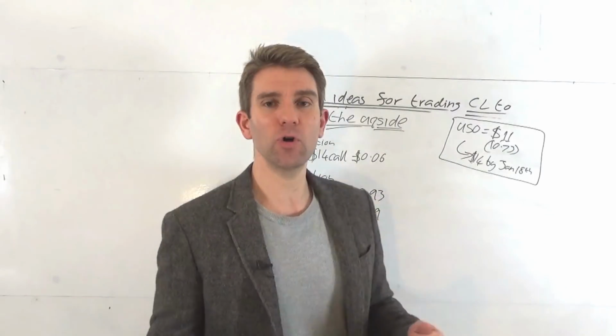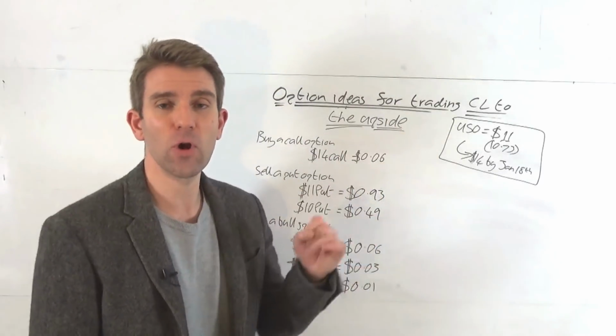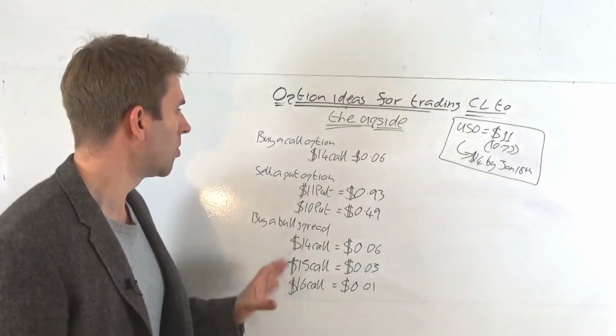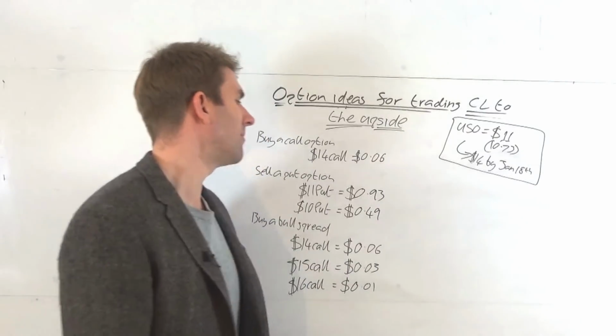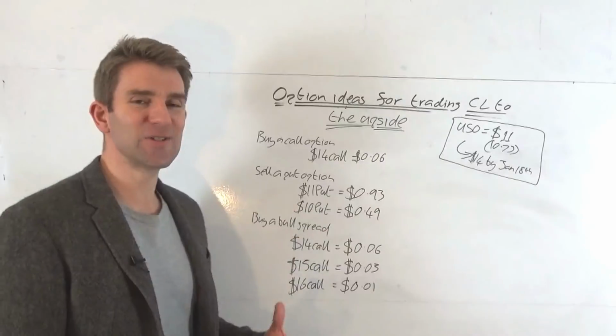And so how could we do this? Obviously we could buy crude oil futures, or we could buy the USO ETF. What about in the options world? What could we do? Well, we've got a few options. I always say that and always go, no pun intended. We've got a few different ways we could do this.